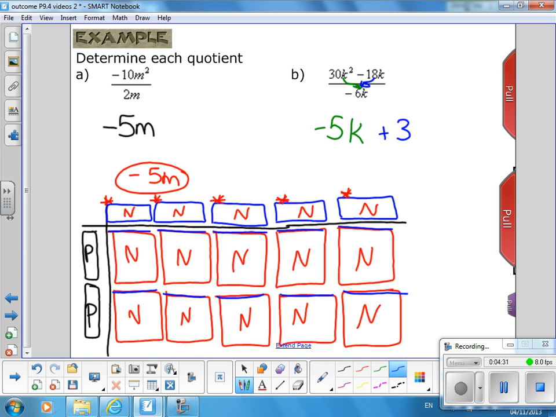And if you didn't know that, think about this. What's 10 divided by 10? It's 1. What's 25 divided by 25? It's 1. What's 1,000 divided by 1,000? It's 1. So what's k divided by k? Remember, whatever number we substitute into k, you're just going to divide it by itself, so it's 1. So the variables, when they have the same exponent, just cancel each other out. So our answer there is negative 5k plus 3.